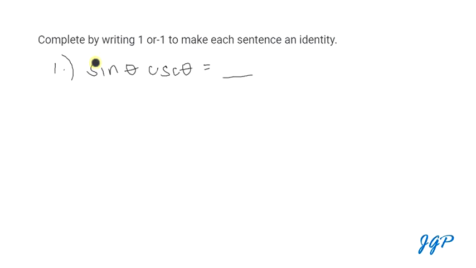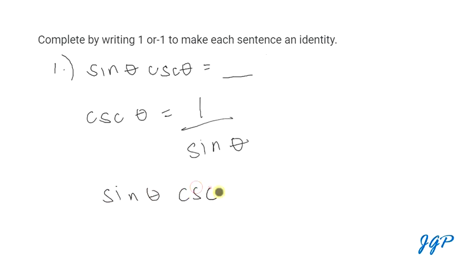So let's answer. We have cosecant theta is equal to 1 over sine theta. And if we're going to cross multiply, we have sine theta, cosecant theta is equal to, we all know that we have here a denominator of 1. So 1 times 1, that is 1. And if you will observe, sine theta, cosecant theta is the same as this 1. So therefore, our missing number is 1.